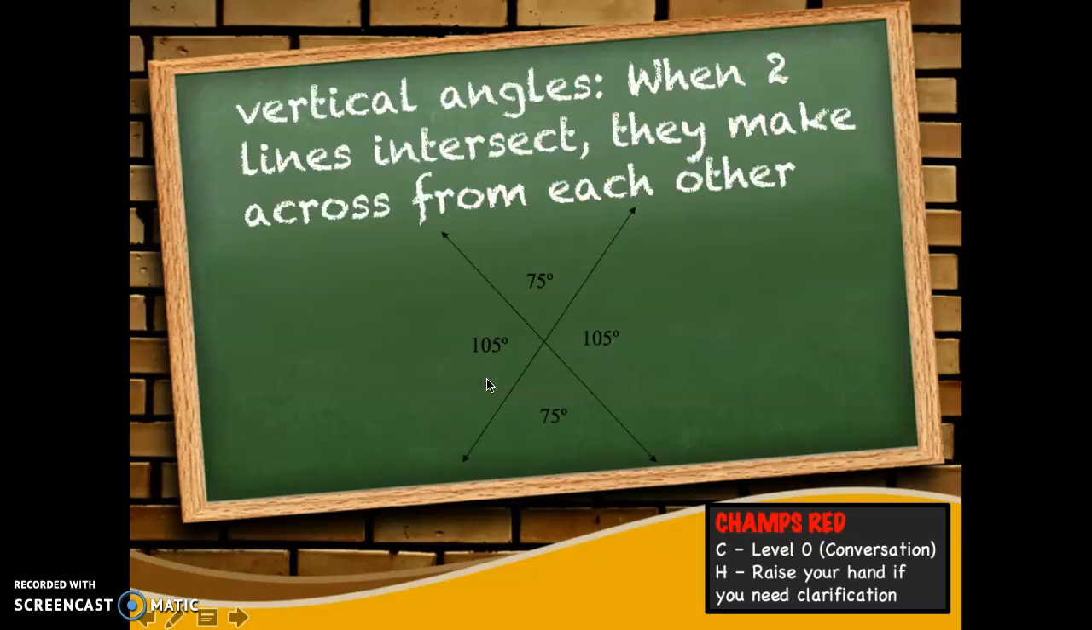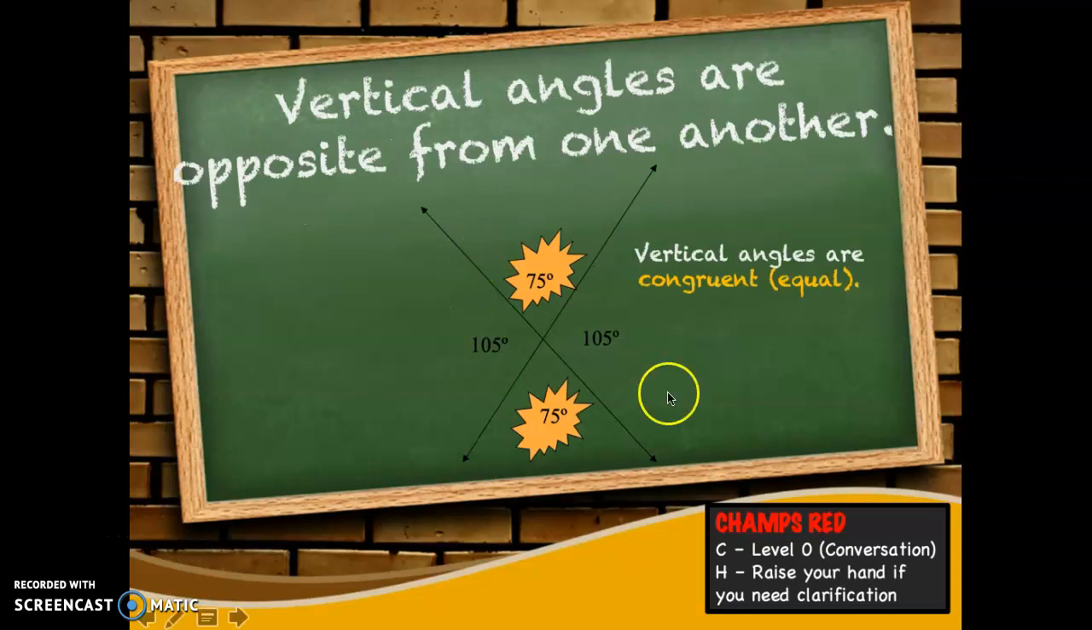And vertical angles is when two lines intersect that make congruent angles across from each other. You can see that these two are equal because they're across and they are vertical.